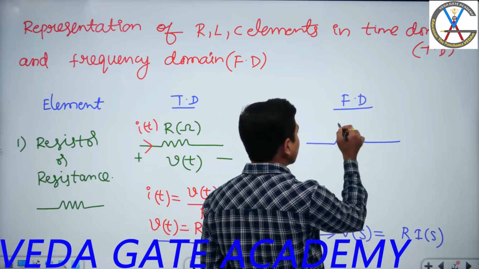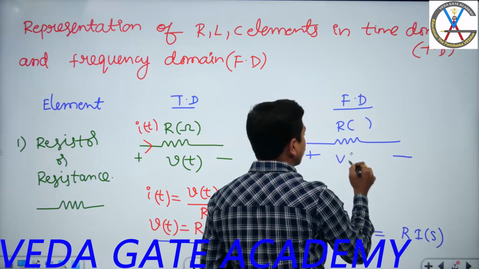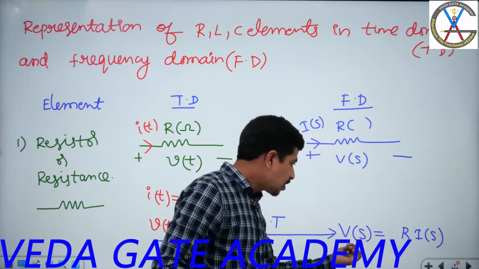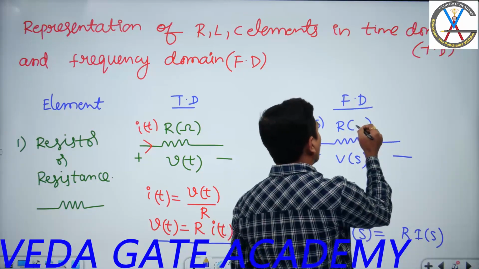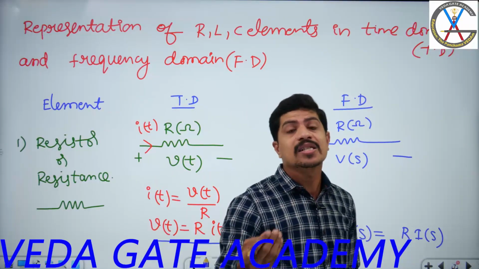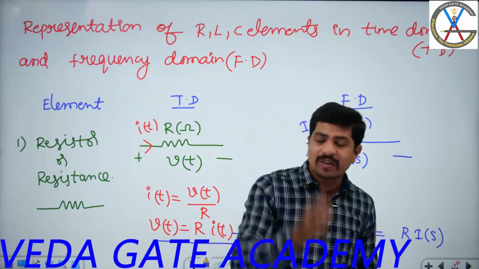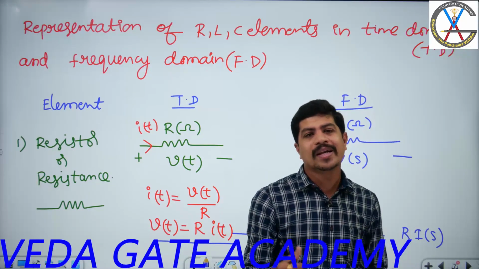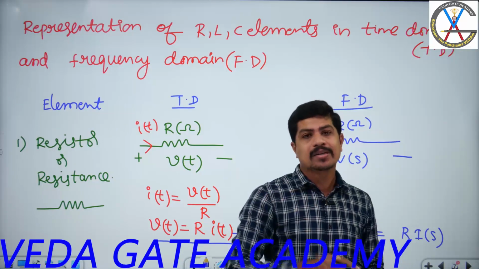Now, how to write R here? Let us see the units. This voltage is V(s), and the current that is flowing is I(s). If these units are volts and these units are amps, then definitely the resistance units are ohms. The first point to understand is that the resistance units in S domain and time domain are ohms only, and the representation of resistance in time domain and frequency domain is the same. There is no change. Sir, how about inductance and capacitance? We are going to see.